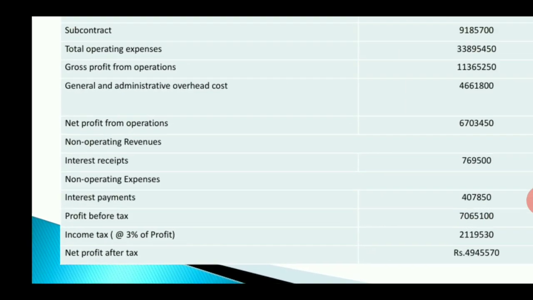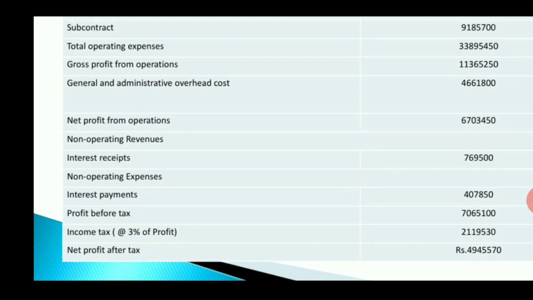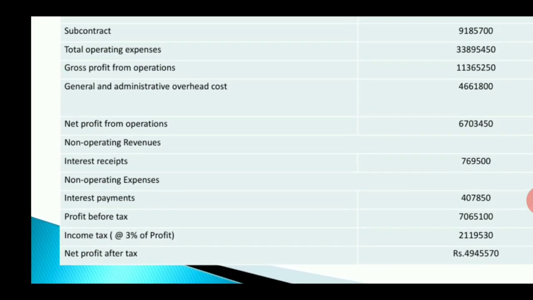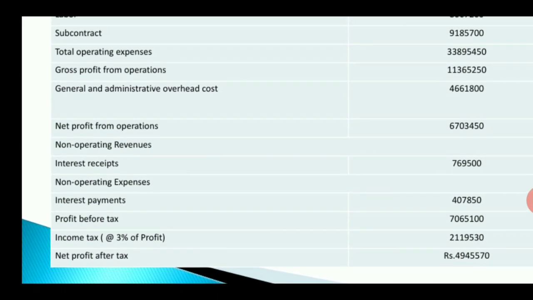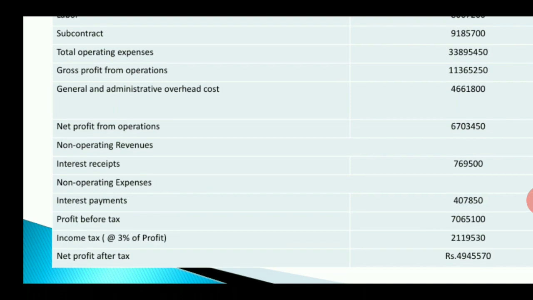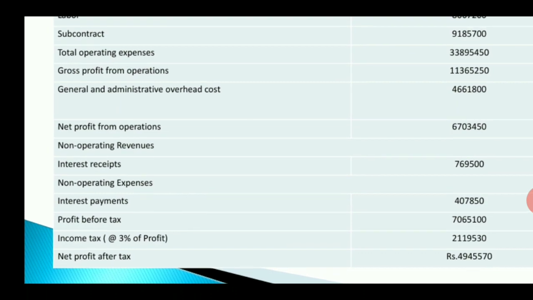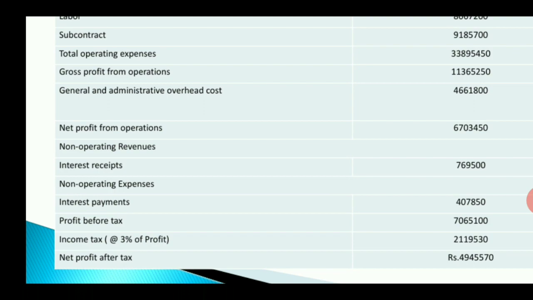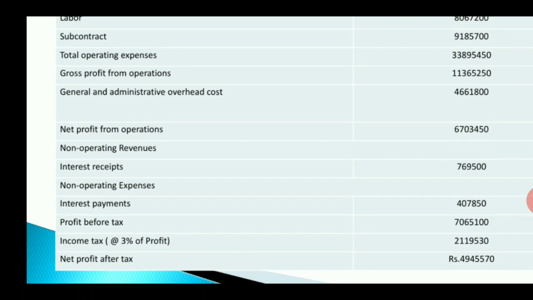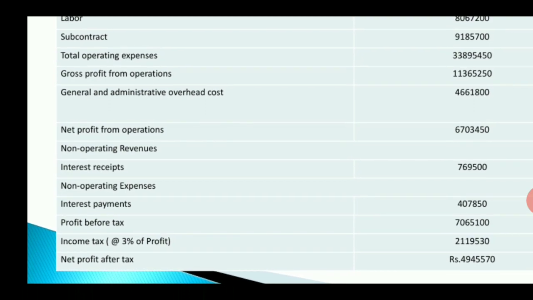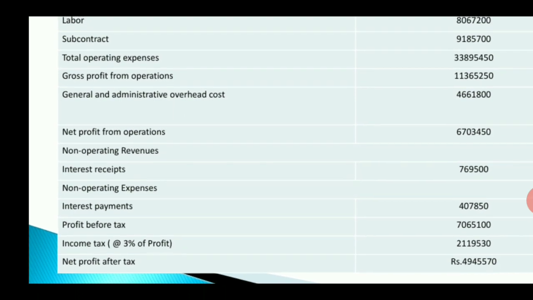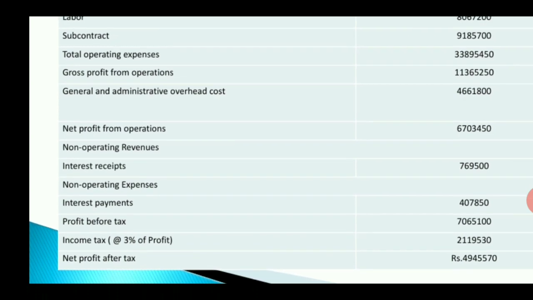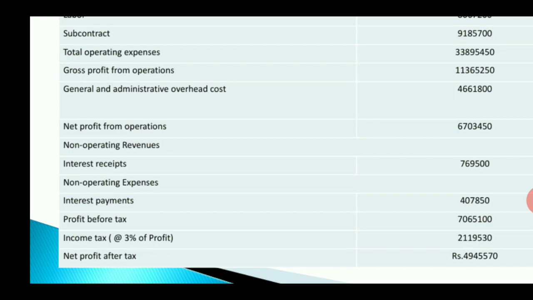They are about 7,69,500. Similarly, non-operating expenses have come up to be 4,07,850. Therefore, we get profit before tax. Okay, that is net profit from operations plus non-operating revenues minus non-operating expenses. Further, we have taken a tax of 3%.